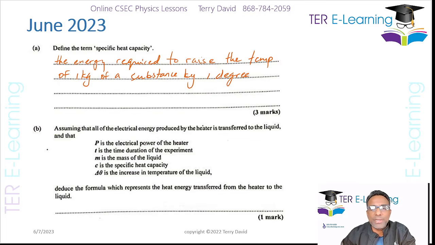Now, assuming that all electrical energy produced by the heater is transferred to the liquid, right? So P is electrical power of the heater, t is the time duration for the experiment, m is the mass of the liquid, c is the specific heat capacity, and delta theta is the increase in temperature. Deduce the formula which represents the heat energy transferred from the heater to the liquid. Well, the energy transferred by the heater is power times time, and the energy absorbed by the liquid is going to be mc delta theta, right? So 1 mark just for writing that there.